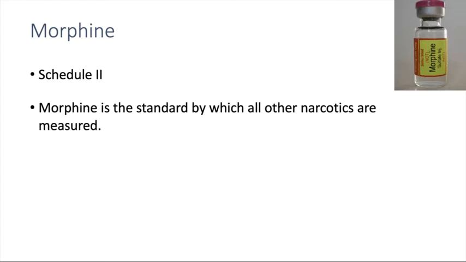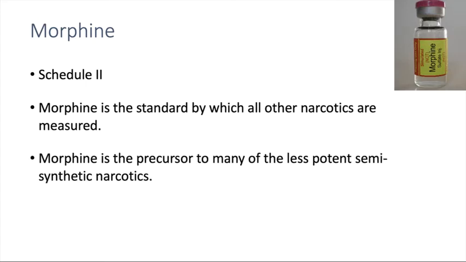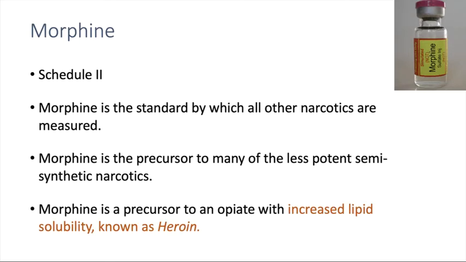Morphine is the measure, so every time we refer to how potent something is, we're going to refer to it as how potent it is relative to morphine. It is also the precursor to many of the less potent semi-synthetic narcotics. It's also the precursor to many of the more potent as well. It's also a precursor to heroin.